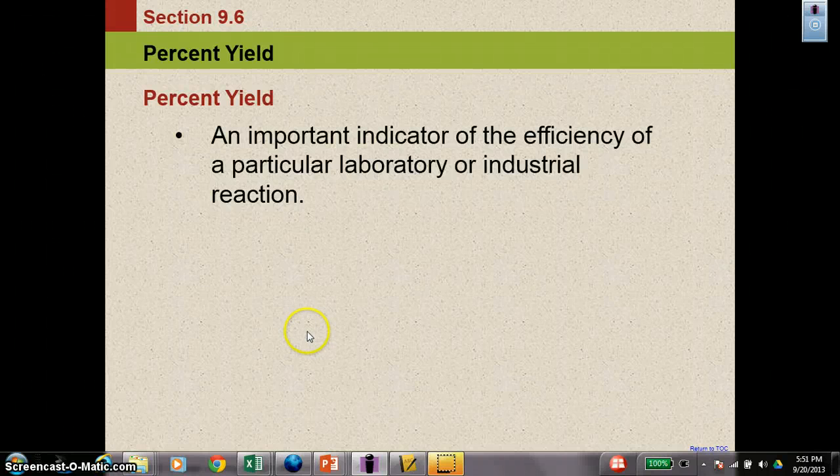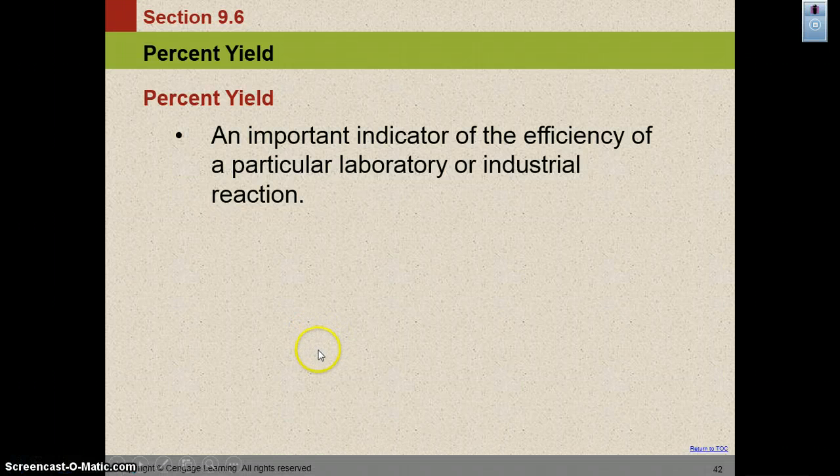We're going to finish up the lecture on stoichiometry with percent yield. Percent yield is a very easy concept because it's one that you're familiar with when it comes to calculating the percentage that you receive on your test scores and on your lab scores. It's very similar because it's important in a lab that we know how efficient the outcome is of a product. So it's an indicator to check the efficiency of a lab or industrial reaction.